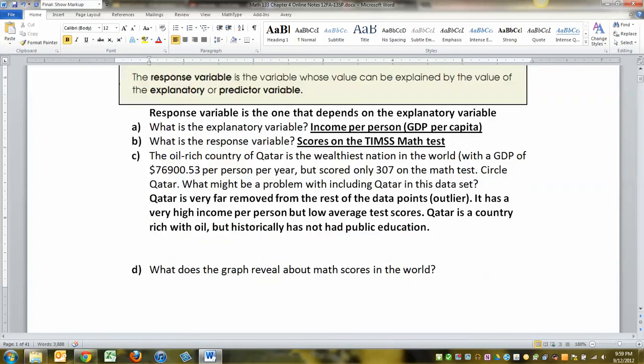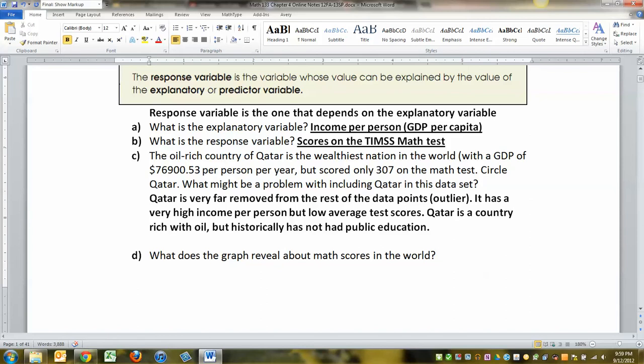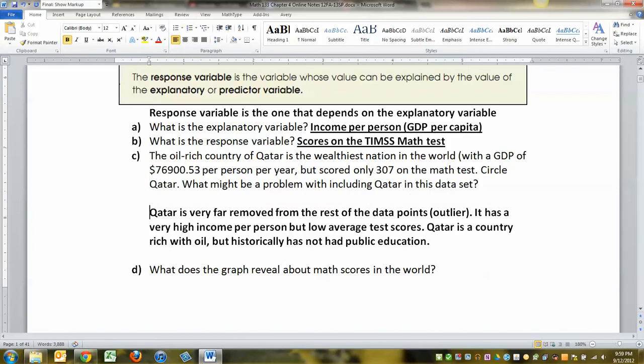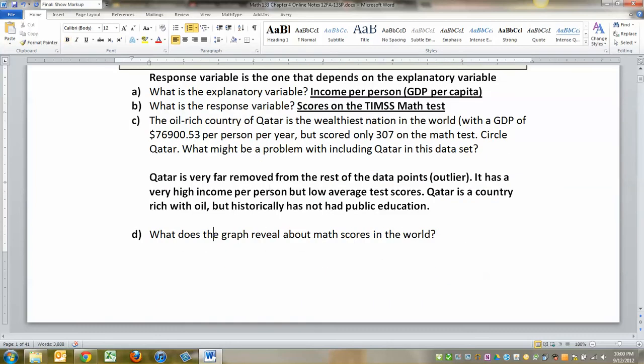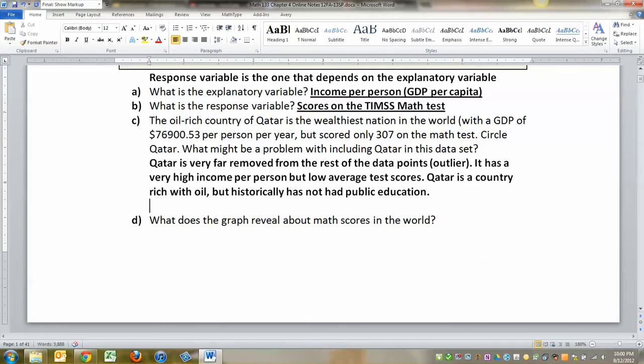So it could be problematic to include it because there's probably something going on in that country that makes it so much different than the rest of the group. And unless you're the ambassador to the region, you're not really going to know all the things that are going on. All right, so what does this lovely graph up here reveal about math scores in the world?